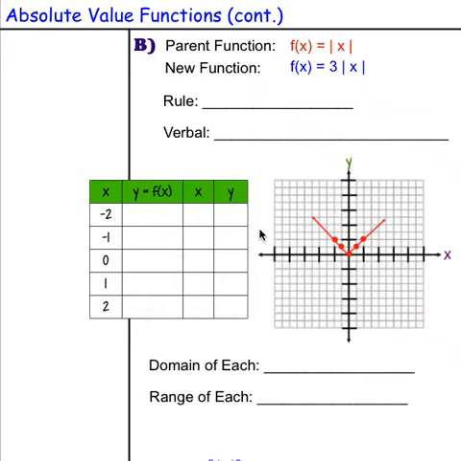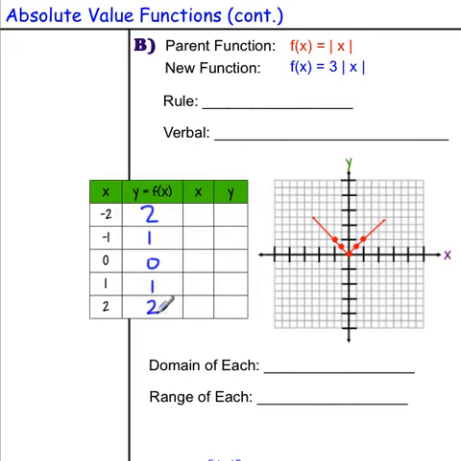Now that we've had the opportunity to refresh our memories on how we can tell a transformation, I want to go ahead and get started with practicing some of these transformations. I've taken the liberty of putting the parent function f of x equal to the absolute value of x graph already onto the coordinate grid, and we can go ahead and fill in the table of -2, -1, 0, 1, 2 to match what is already on the graph.